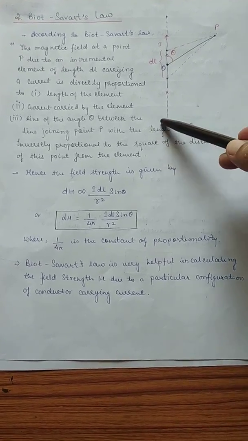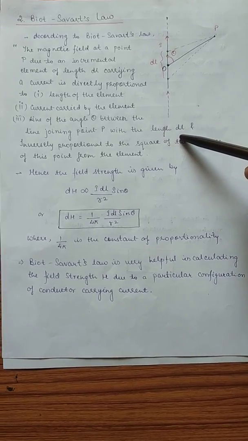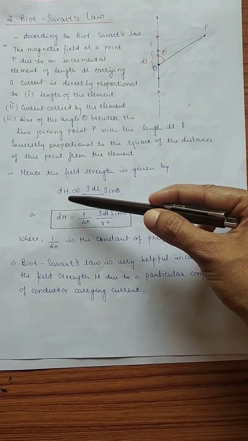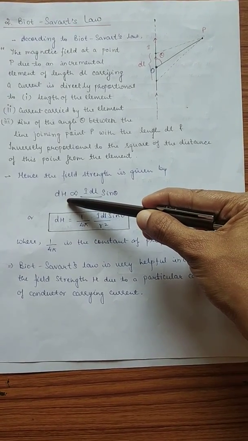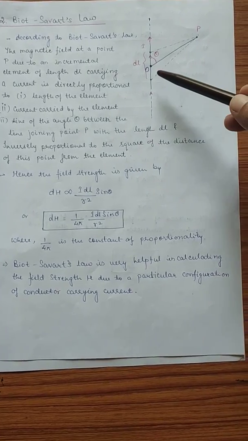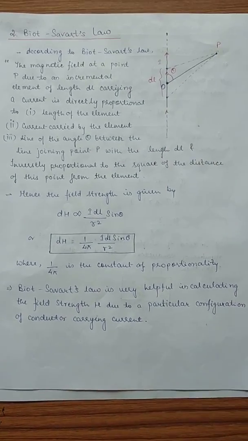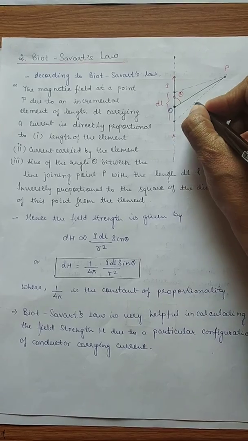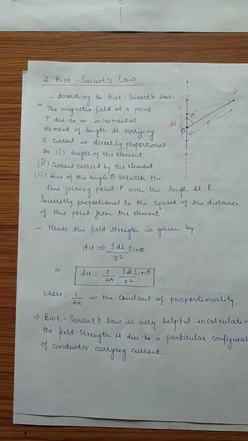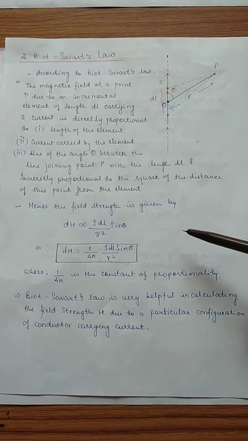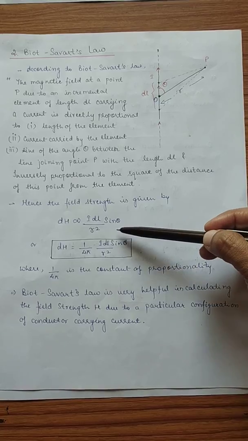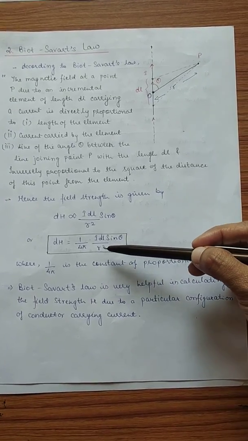So sine of angle theta between the line joining point P with the length dl, and it is inversely proportional to the square of the distance of this point from the element. The distance between O and P is r. So it is inversely proportional to the square of r. Hence the field strength is given by dH is directly proportional to I dl sine theta by r square.